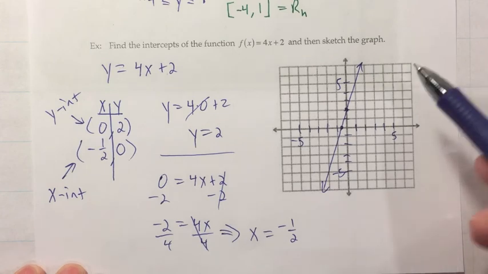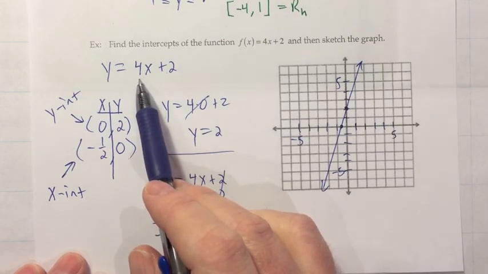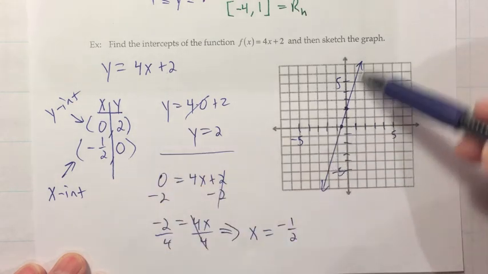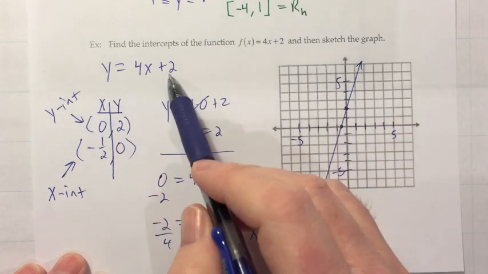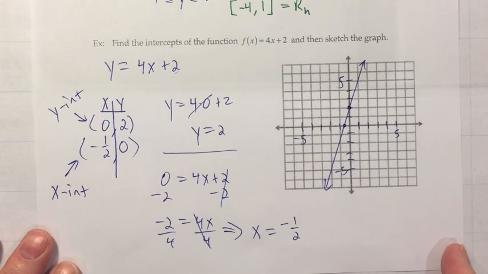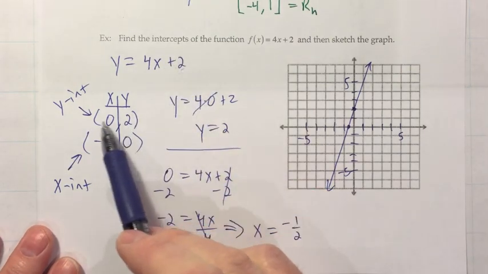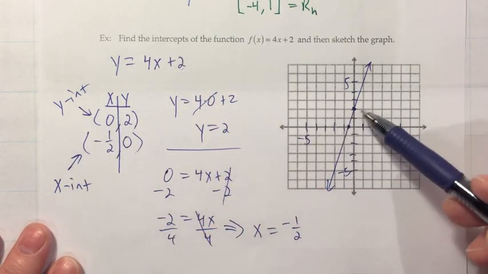And they did ask us to graph by doing intercepts, so plotting those points is the way we should do it. But we should also think about the slope. The slope is 4, which means we should have a line that goes up and is fairly steep. And we do have a look like that, and we have our y-intercept right here of (0, 2). So you can use what you know about y equals mx plus b as kind of a double check. But if they ask you to find intercepts, make sure you're finding them and labeling them and using them.